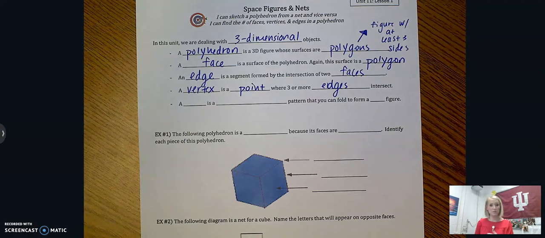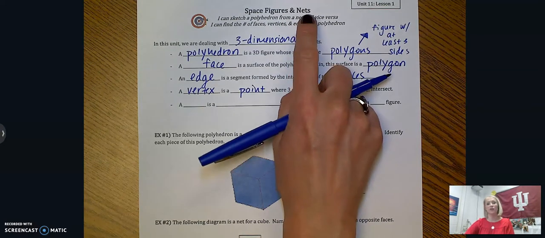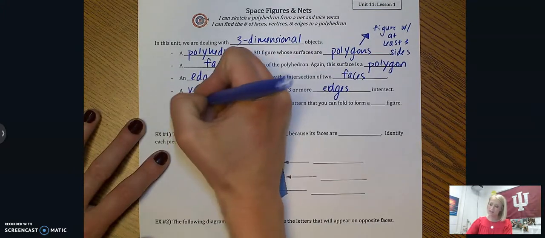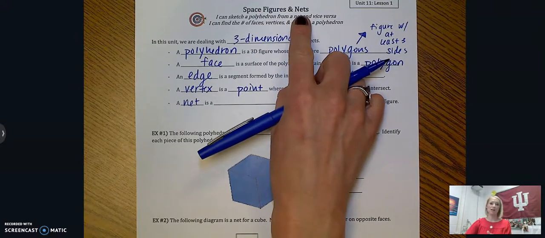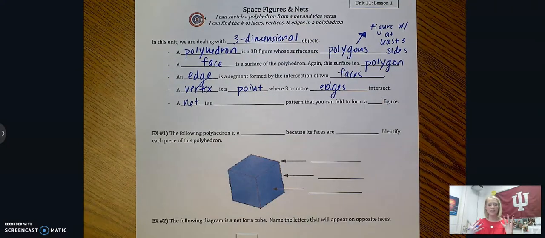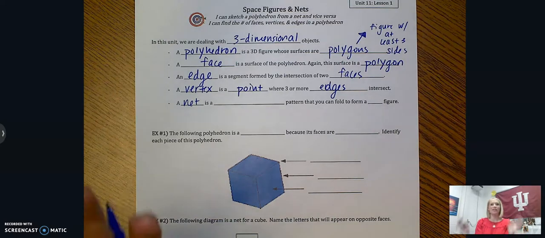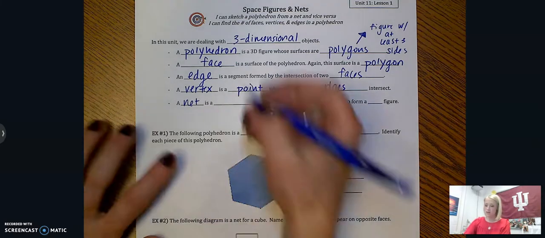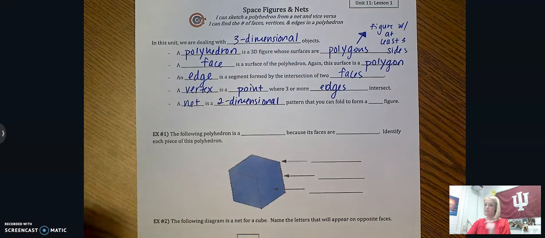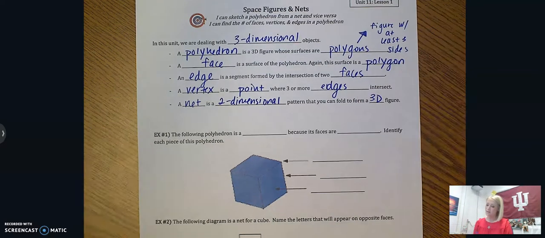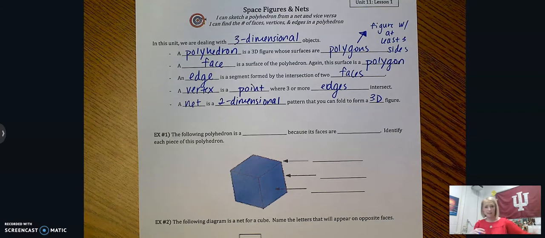And then the last one: if you've never heard of what a net is, or if you forget what a net is, we're talking about different figures, what the parts are, and then practicing drawing nets or folding up a net. A net is basically when you take a 3-dimensional figure and unfold it and slap it on a piece of paper and make it 2-dimensional. That's called a net. So it's just a 2-dimensional pattern that you can fold up to form a 3D figure. Okay, vocab out of the way.